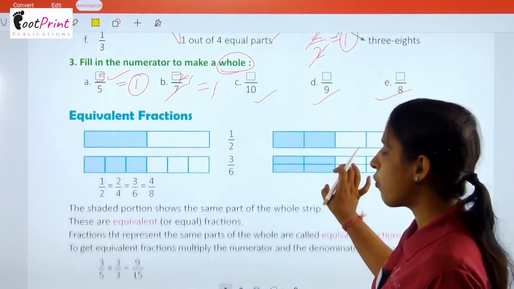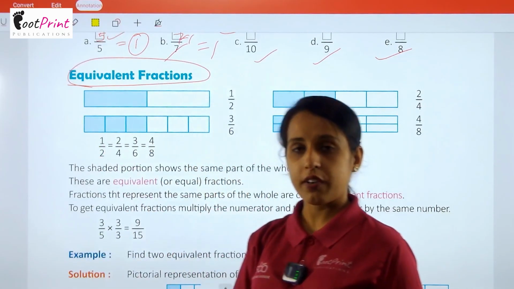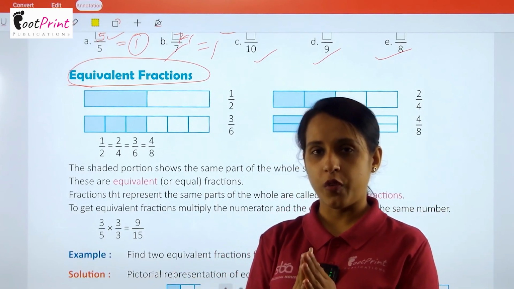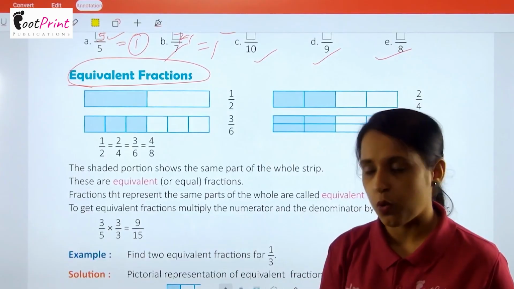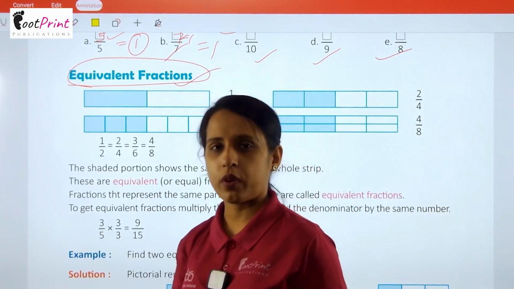Now we will move to the next topic, that is equivalent fractions. So what is an equivalent fraction? When we equate two fractions, when two fractions are equal, we will call them equivalent fractions. Not just two, more than 2 also.